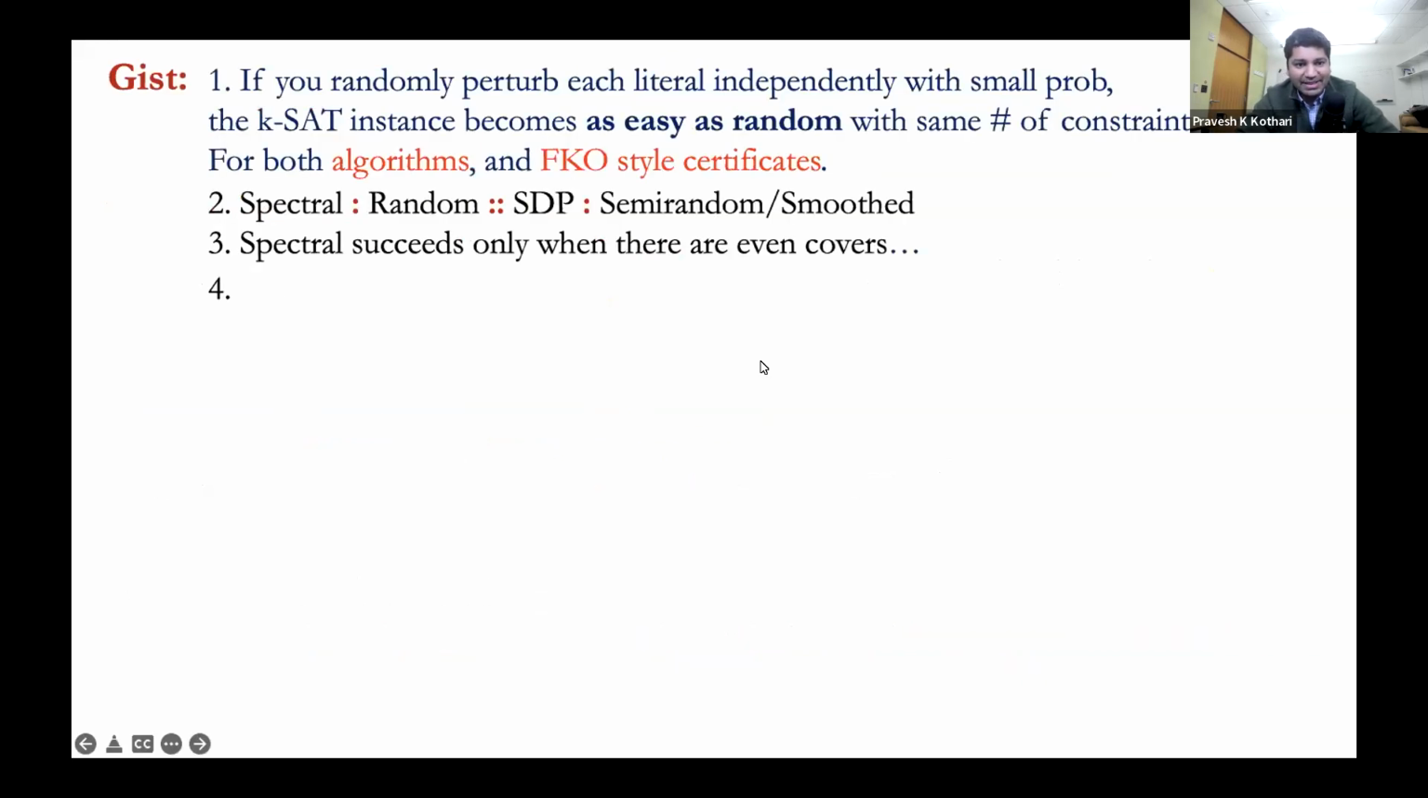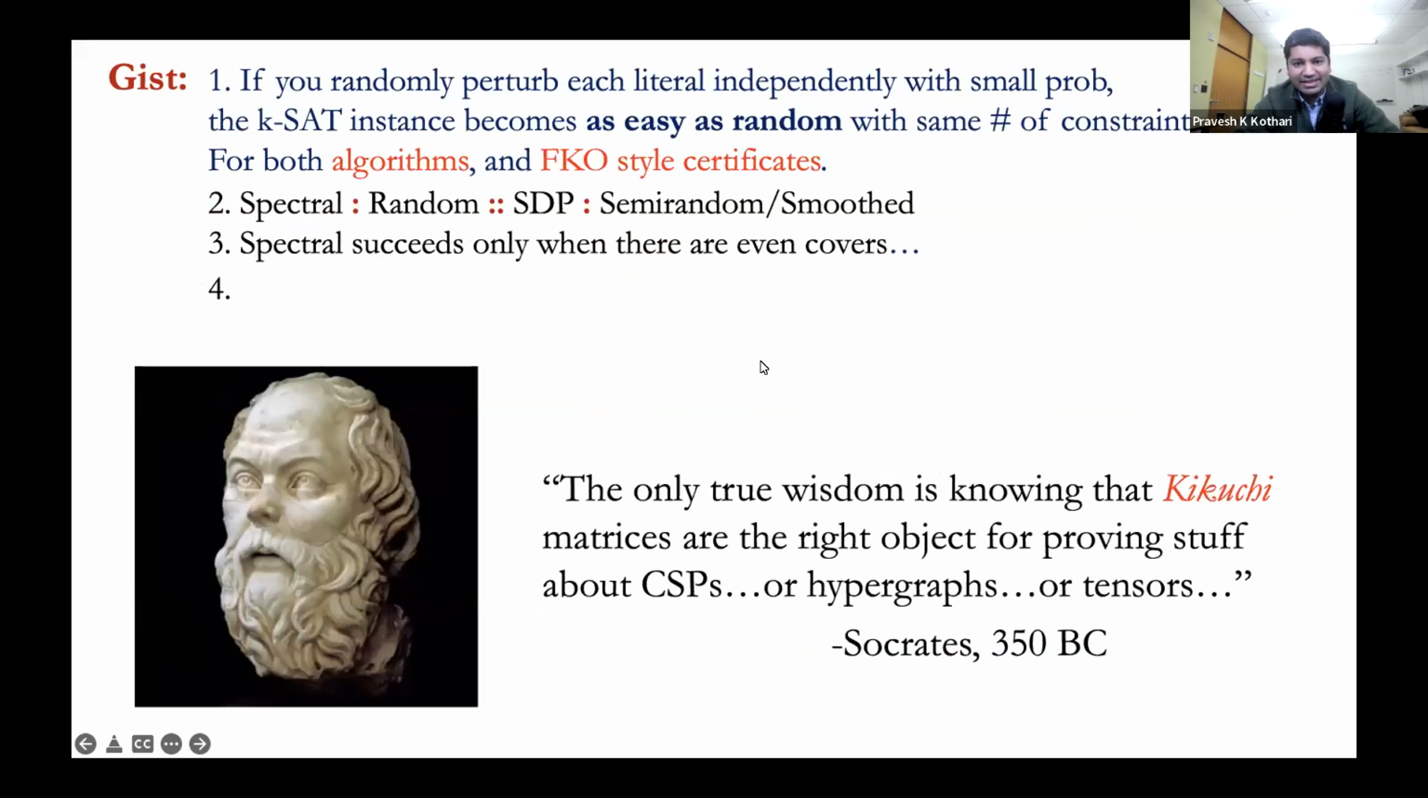All right, so that's basically it. This is the gist of the talk. Somehow everything that we know for random actually succeeds for smoothed and semi-random settings. I told you that if spectral works for random, then somehow SDP can be made to work for semi-random. Spectral succeeds only when these even covers or hypergraph cycles exist. And maybe the true wisdom is what another proof complexity theorist said a long time ago, which is to look at these Kikuchi matrices, this weird symmetric difference matrix that I defined earlier.